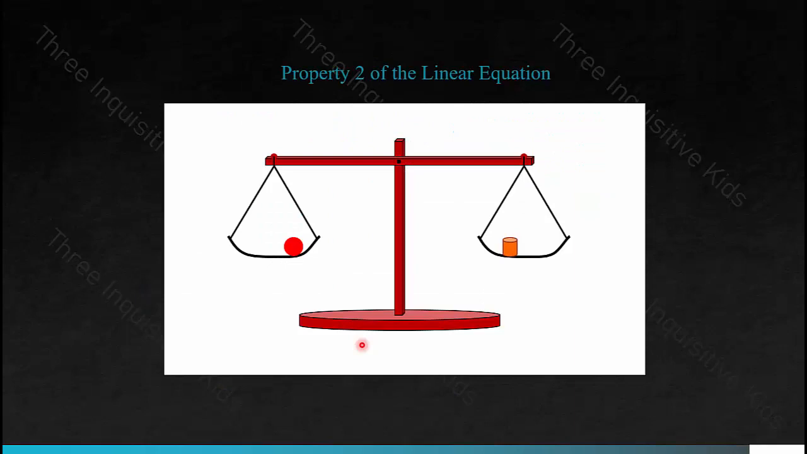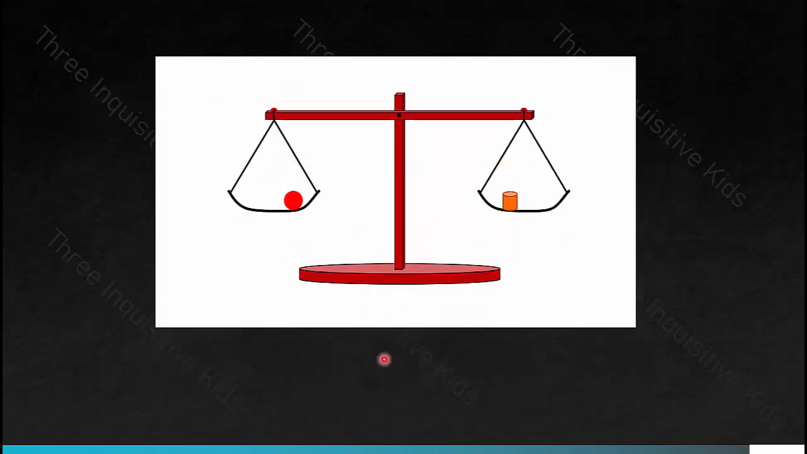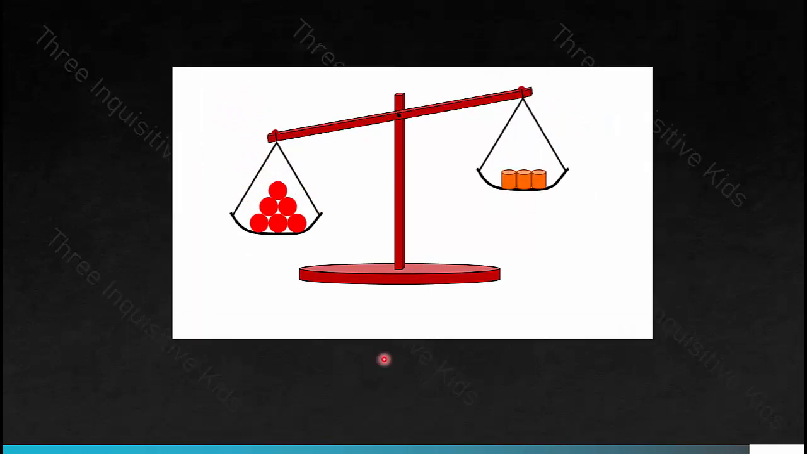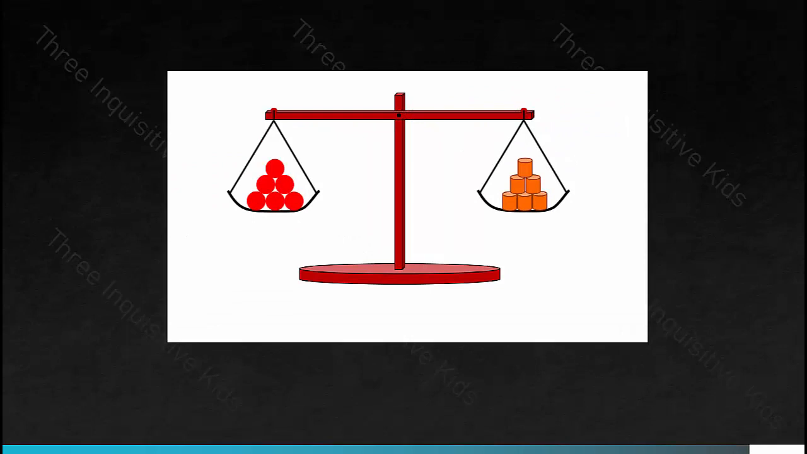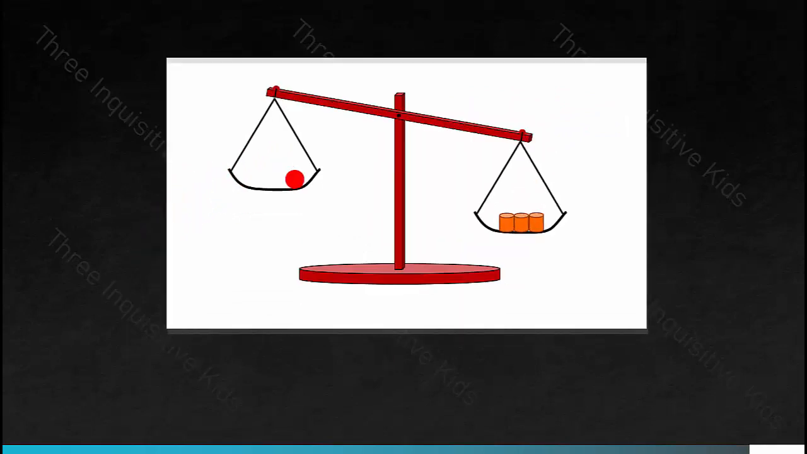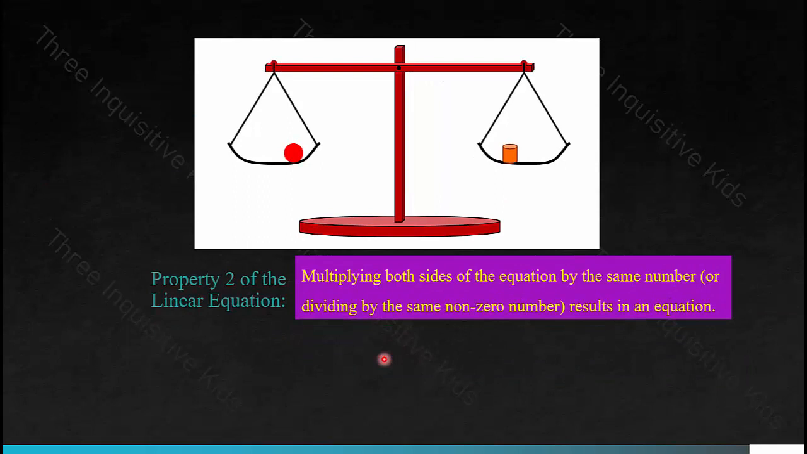Now here is property 2 of the linear equation. Here we have another balance. And I want you to look at this animation very closely. Okay, now we're taking away the same thing. So here is property 2 of the linear equation.